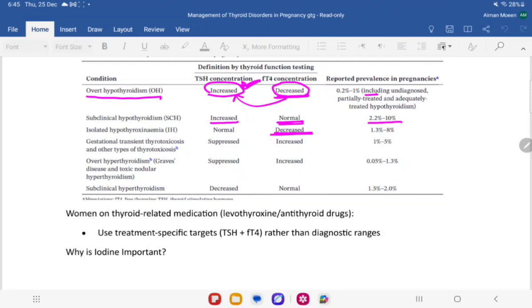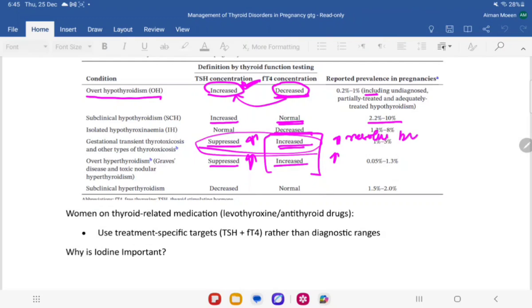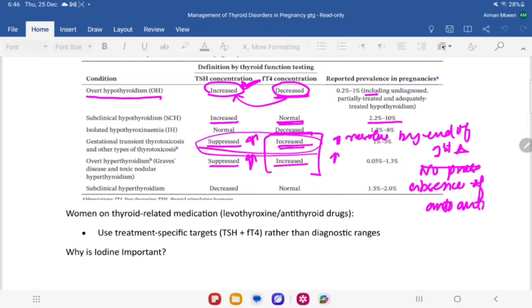Gestational transient thyrotoxicosis. In this, the TSH is suppressed and there is an increase in the free T4 concentration. See, both the overt and the gestational, this TSH is suppressed and free T4 is increased. But how will you differentiate? Because in the gestational, this increase and decrease will resolve by the end of first trimester. Okay, and there is the absence of autoantibodies.